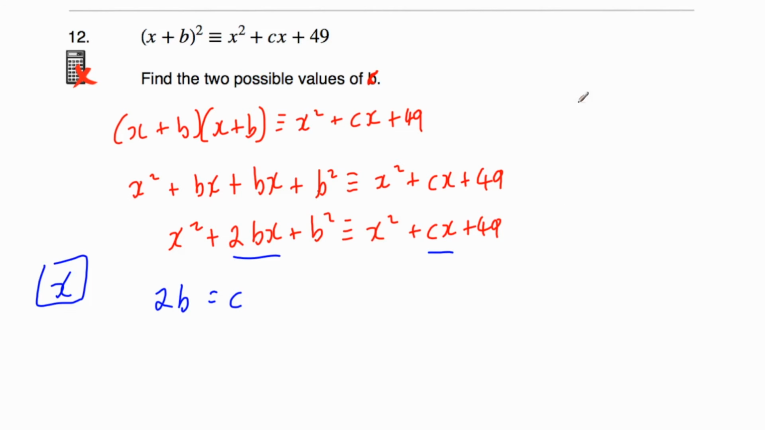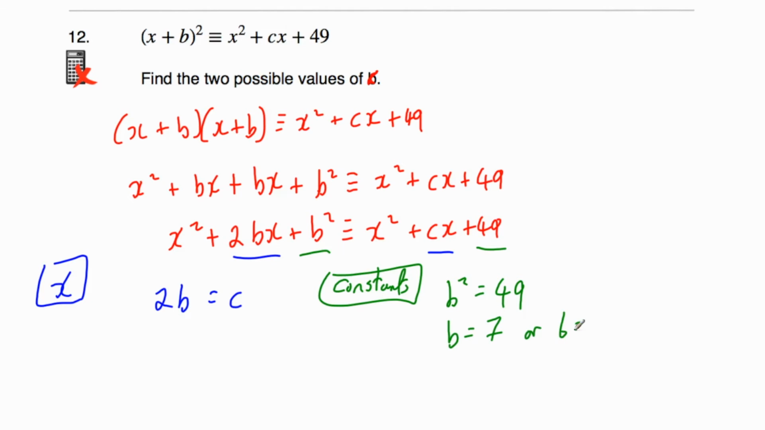So now let's have a look at our constants. On the left hand side we've got b squared, and on the right hand side we've got 49. So we've got b squared is equal to 49. So that means that a number squared gives us 49. So that means that b could be equal to 7, or b could be equal to negative 7, because obviously 7 squared is 49, and negative 7 squared is 49. So there's two possible values for b.